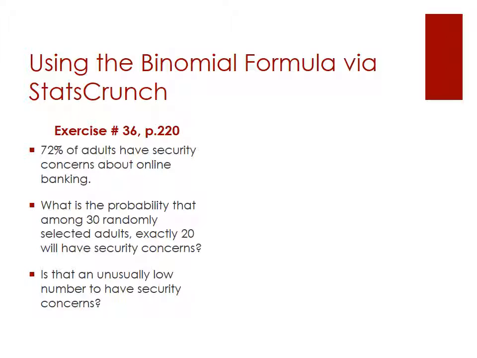Exercise number 36 on page 220: 72% of adults have reported they have security concerns about online banking. We want to know, what is the probability that among 30 randomly selected adults, exactly 20 will have security concerns? And is that an unusually low number to have security concerns?